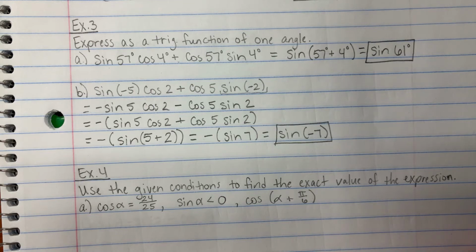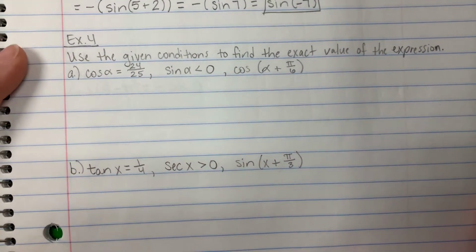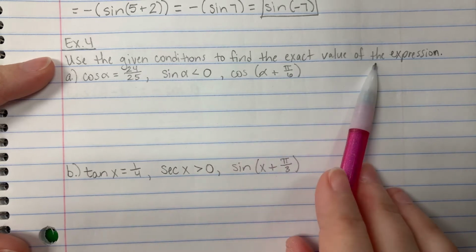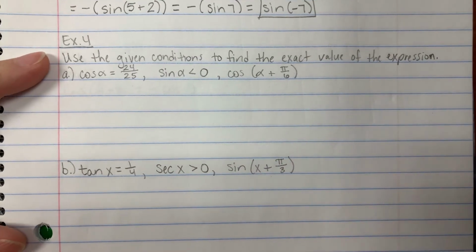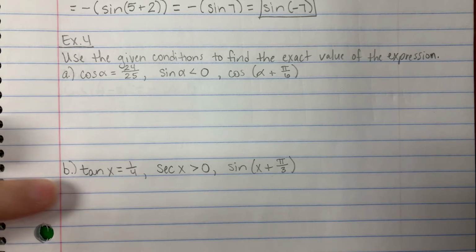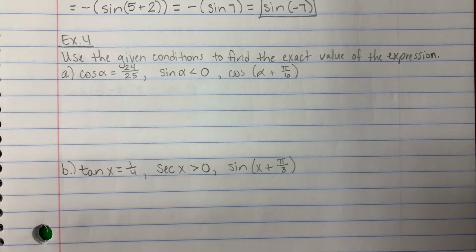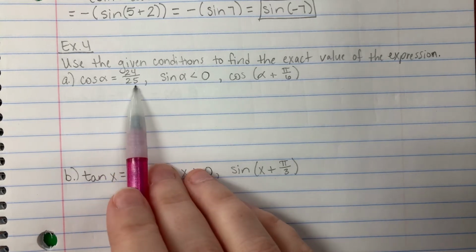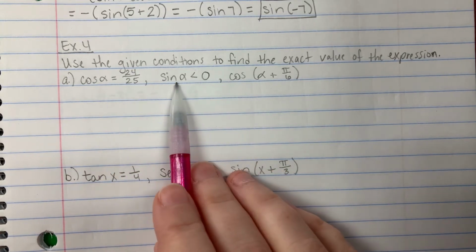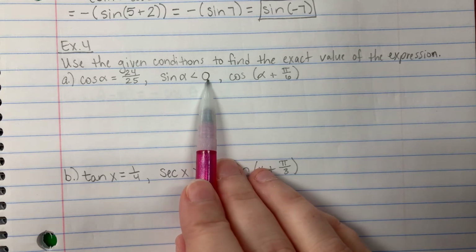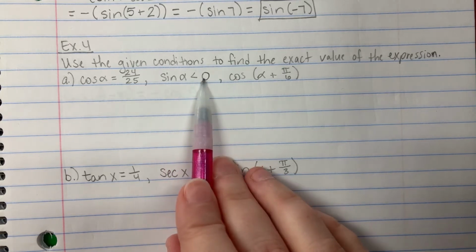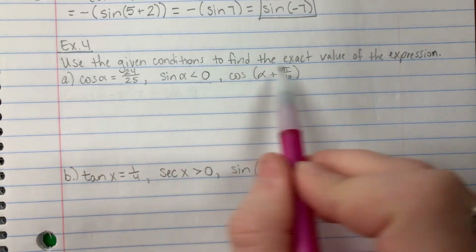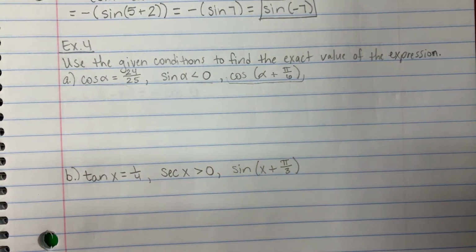Okay, the next one, example 4, they want me to use given conditions to find the exact value of the expression. So these may take a minute. I may break off after A and put B in the second video. So let's start out with this one. They're telling me that my cosine is 24 over 25 and that the sine of alpha is less than 0, which tells me it's negative. Sine is negative. And then they give me this. So these are my conditions, and then this is what they want me to find the exact value of.